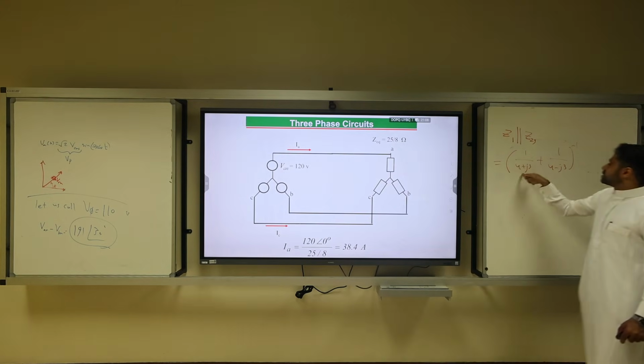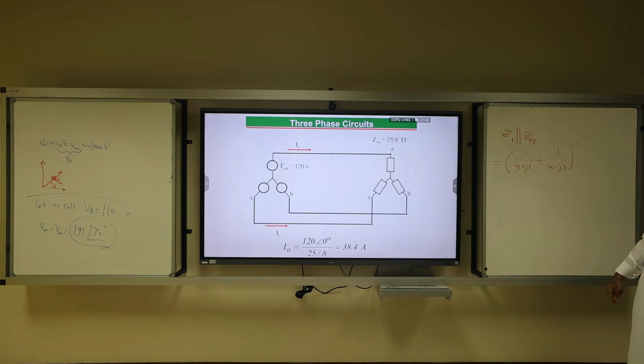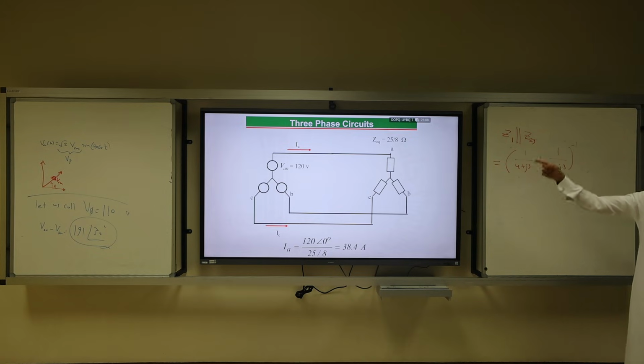You have to use this calculator, your grad students. 25 over 8 over 4. There is no way Dr. Mahdi is wrong altogether. So no.